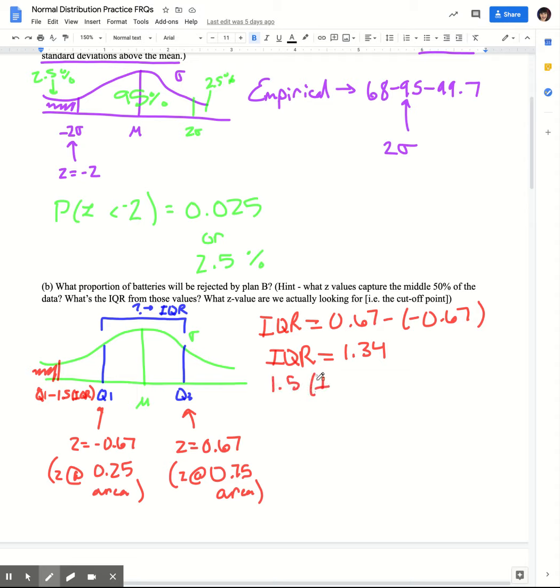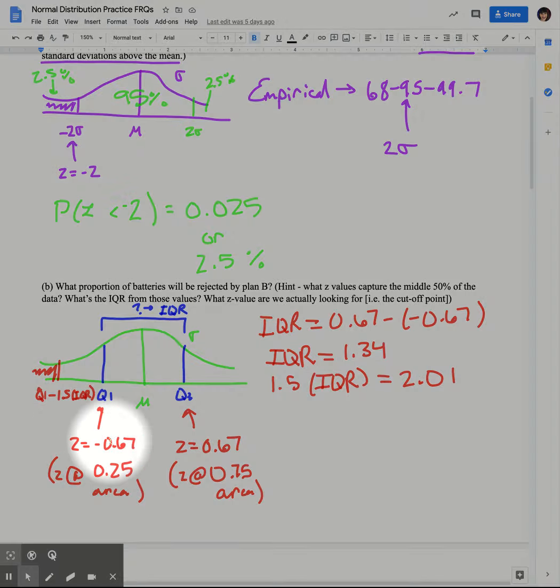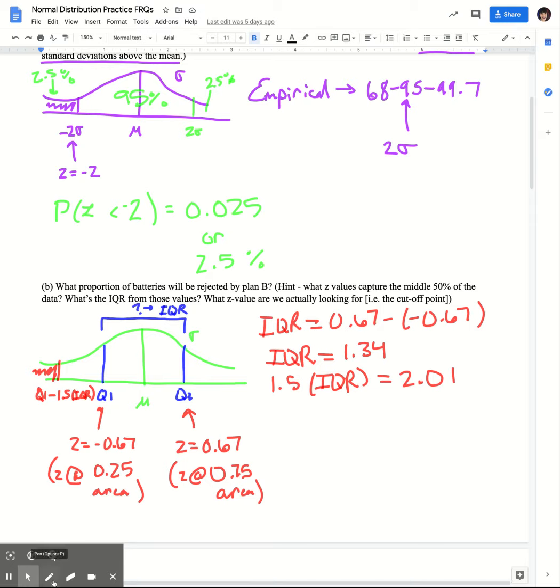1.5 times my IQR is 2.01. Now, if you're doing this on a calculator, you may have gotten slightly different decimal values than I did. If you figured out what these Z values were using the calculator rather than the Z table, you'll get a slightly different answer, but it's very, very small. The difference is not so much to be substantial.